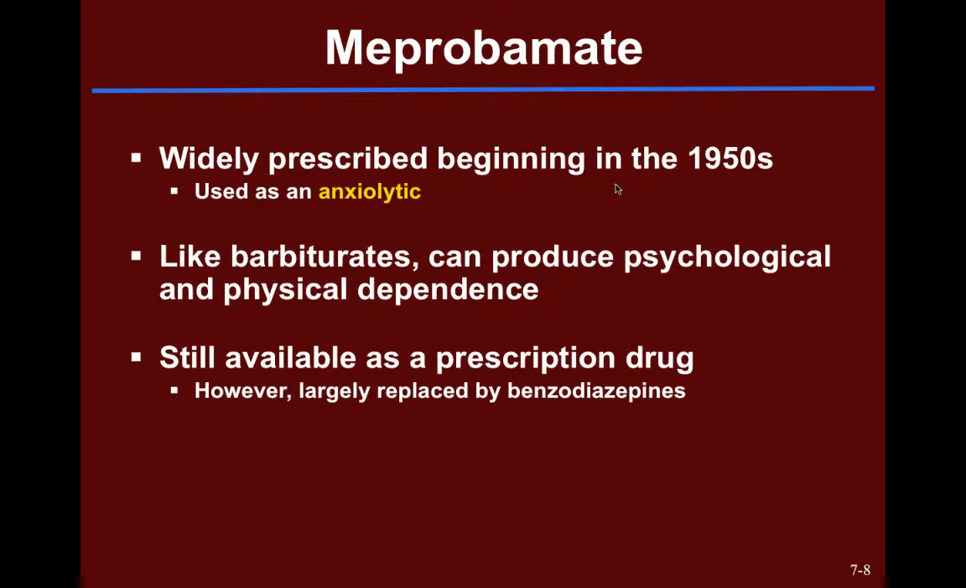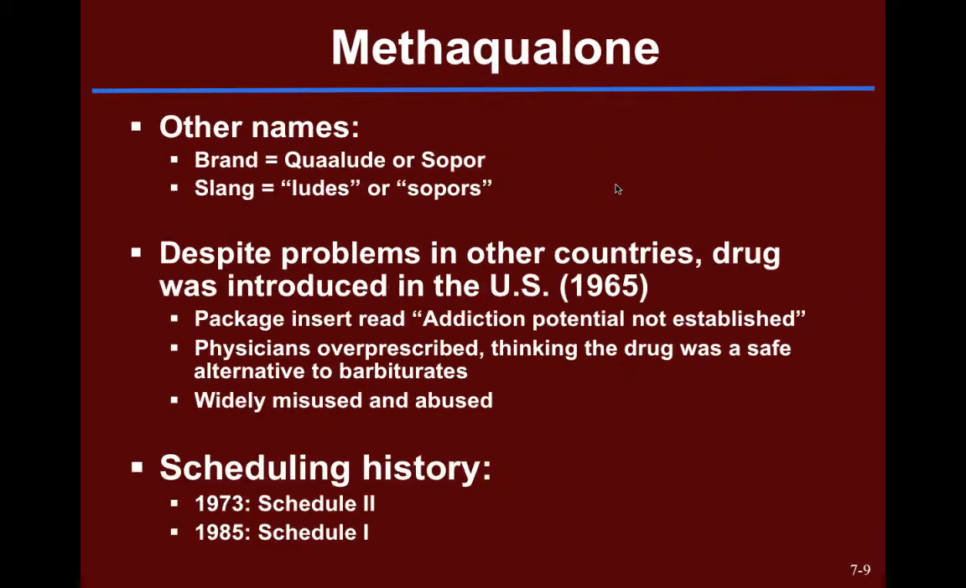And one example of this is meprobamate. So this was widely prescribed beginning in the 1950s, and this was a drug that was designed to reduce anxiety, not one of the sleep aids or hypnotics. But it was not as safe as we were hoping. It could produce both psychological and physical dependence. It is still available by prescription. It has not been completely replaced, but largely replaced by that newer class of BZDs or benzodiazepines.